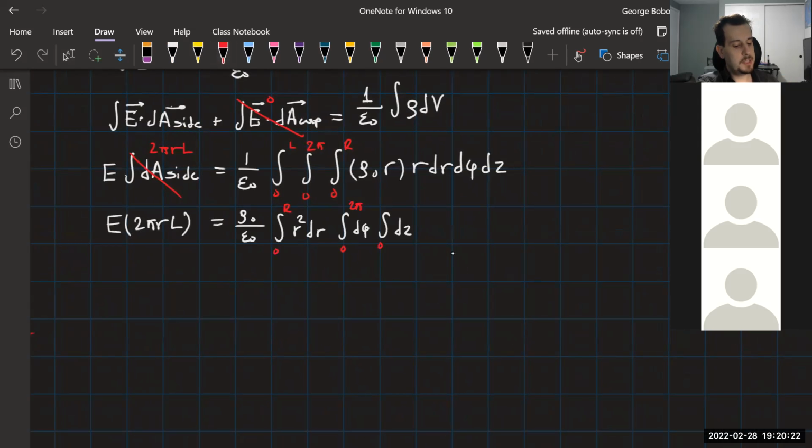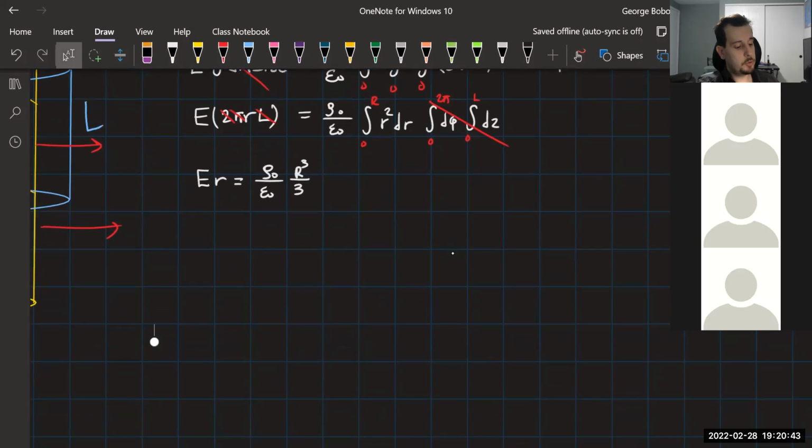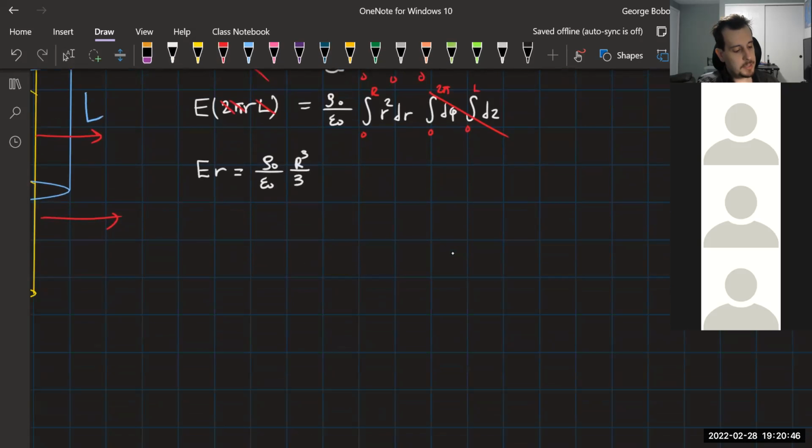Okay, so I think you can see what the difference is. Obviously, these again here will cancel the 2 pi and the L. All right, so we got E times R and then rho naught over epsilon naught. The R integral, all it's going to give you right now is capital R cubed over 3. So overall, you can tell them the electric field as rho naught R cubed over 3 epsilon naught R. And that's it. This is also in the R direction. That's it.